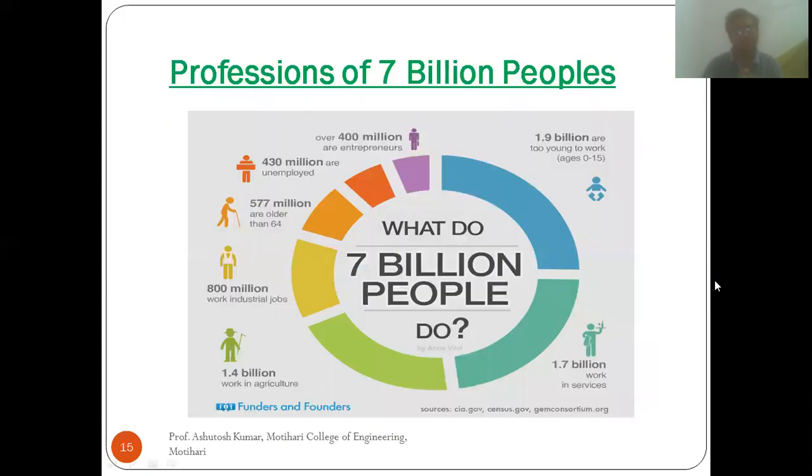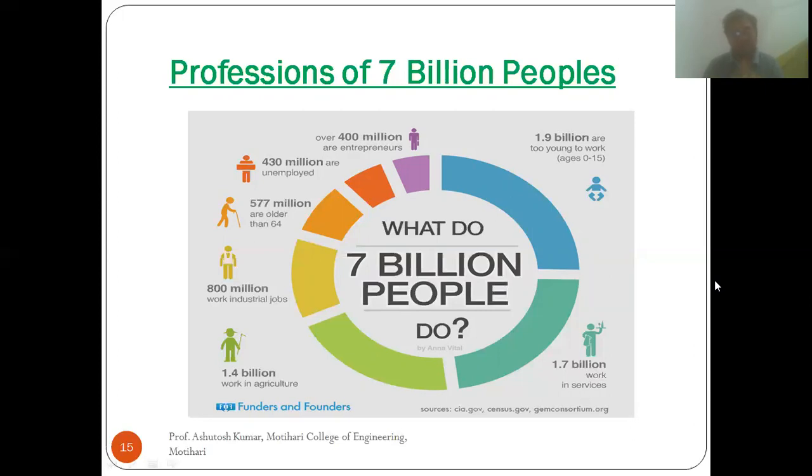Now we have to understand what the professions of more than 7 billion people on this planet are. This is very important because profession is also related to pollution or the impact on the environment. So out of 7 billion people, 1.7 billion are involved in the service sector. Let me introduce what service sector means. The medical profession comes under the service sector. The teaching profession comes under the service sector. Insurance, banking services, the software industry, all these come under the service sector.